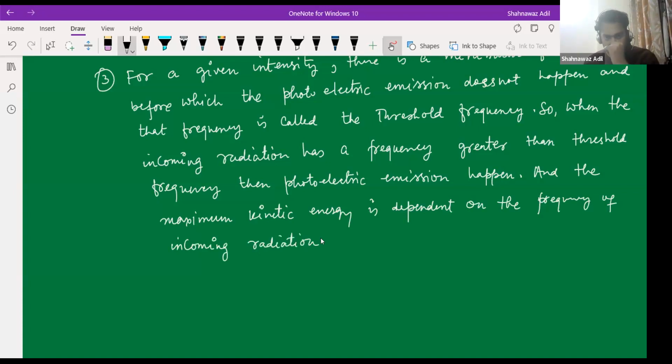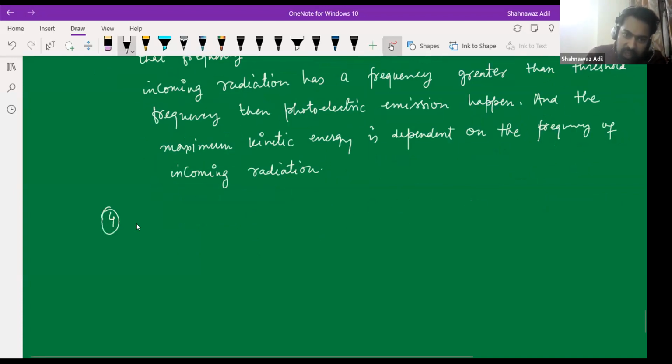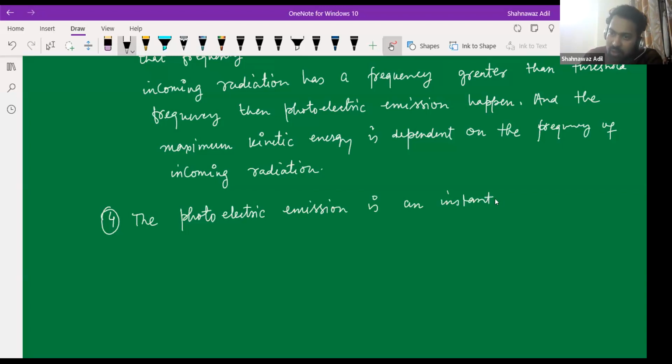Right. So this is the third one, and the last one is that the photoelectric emission is an instantaneous process. It takes 10 raised to power minus 9 second to emit the photoelectron.